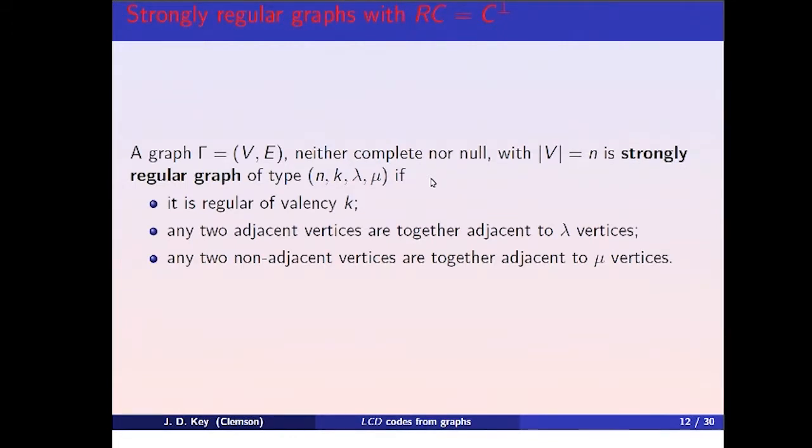So this is the definition of a strongly regular graph. We're excluding complete and null graphs. These are parameters n, k, lambda, mu. First of all, you say regular of degree k. And if you've got two adjacent vertices, they're together adjacent to lambda vertices, and any two non-adjacent vertices are together adjacent to mu vertices.